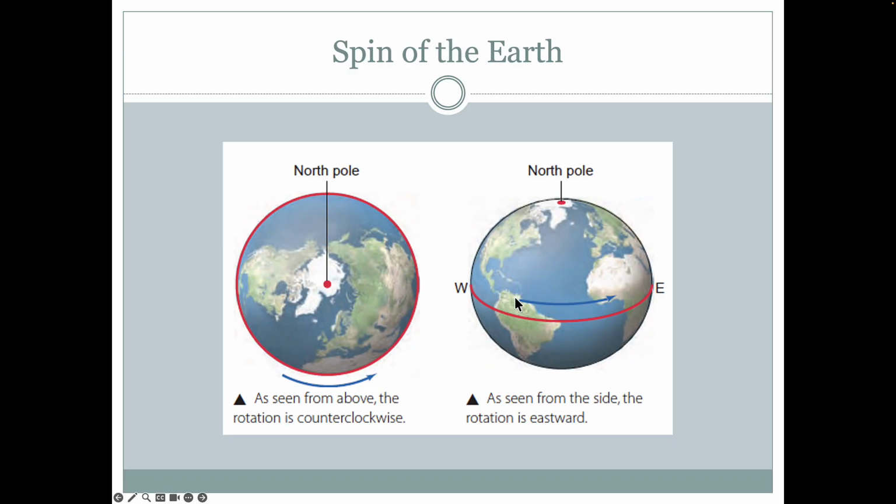And if we look at what that means when we look at it from the side, instead of looking down on the North Pole, it means the Earth is spinning where the western part of the Earth is moving towards the east. So we say the rotation is eastward. So if the sun was over here, sitting right over Africa, at a later time during the day, it would be sitting over South America. So the day begins in Europe before it begins in the United States. And in the United States, it's later in the day on the East Coast than it is on the West Coast because of this direction of spin.